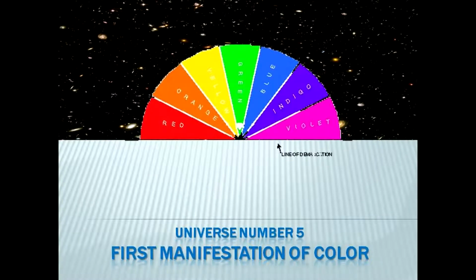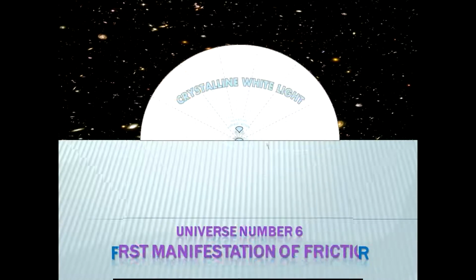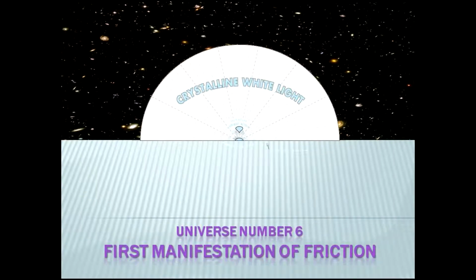The droplet of condensation, the atom, split in half, forming 2 droplets or atoms, one positive, sound, one negative, color, bringing in the manifestation of colors and the first manifestation of male and female energies, the first polarity in the universe. Universe number 6, tone of A, color of indigo, the first manifestation of friction.